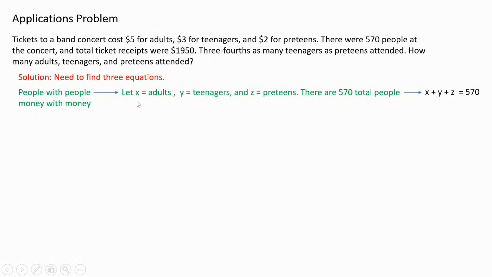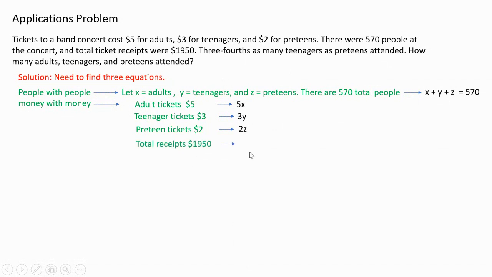Now comes money with money. So if the adults, right, were $5, that's going to be $5 for adults. That becomes 5x. And $3 for teens, right? And the teens were y, so that's going to be 3y. And $2 for preteens, right? And preteens are z, so it's going to be 2z. What was the total number of people? I mean, what was the total income or receipts? It was 1,950. So it's going to be 5x plus 3y plus 2z equals 1950.